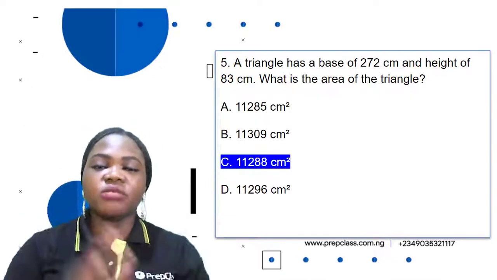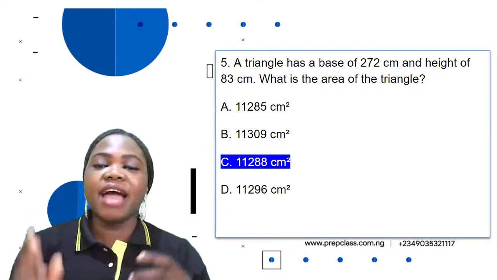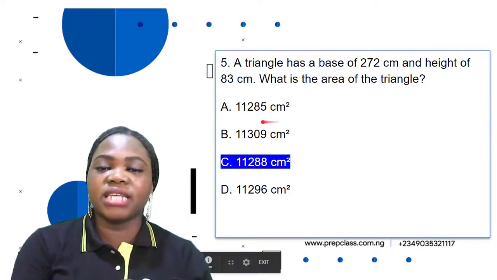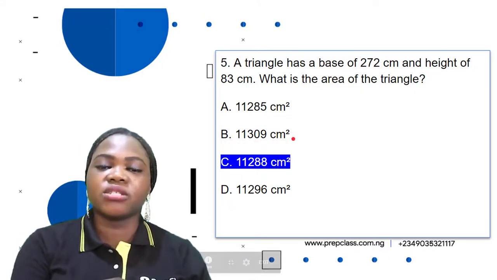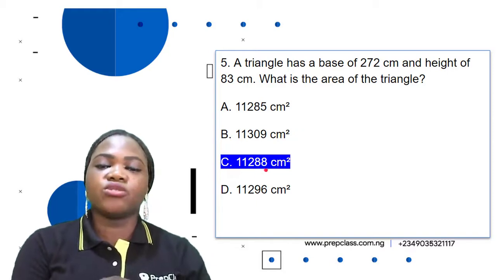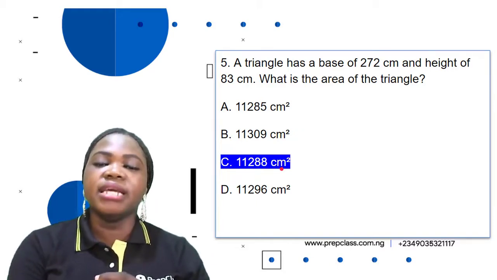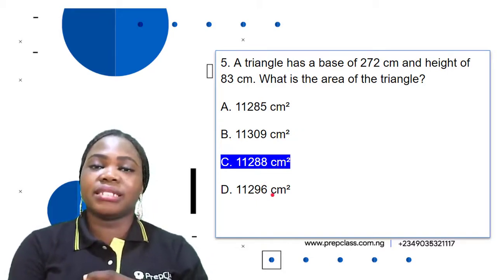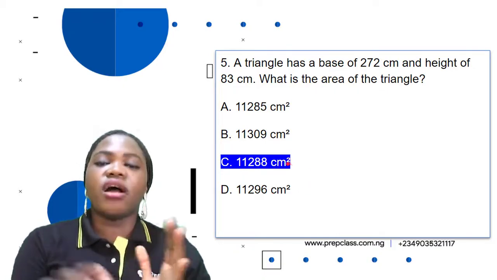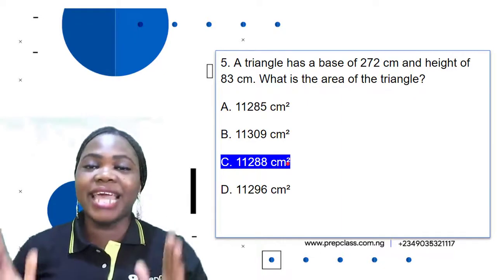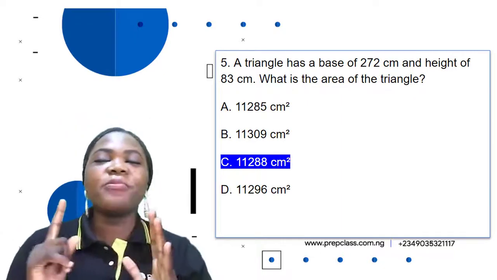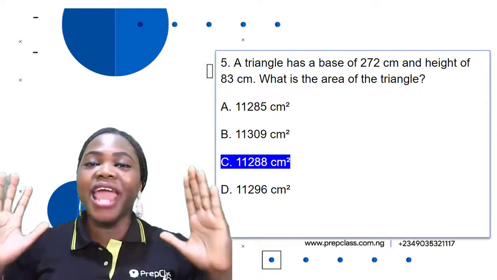So which of the options is correct? A is 11,285 centimeters square. B is 11,309 centimeters square. C is 11,288 centimeters square. D is 11,296 centimeters square. So the correct option is C, 11,288 centimeters square.